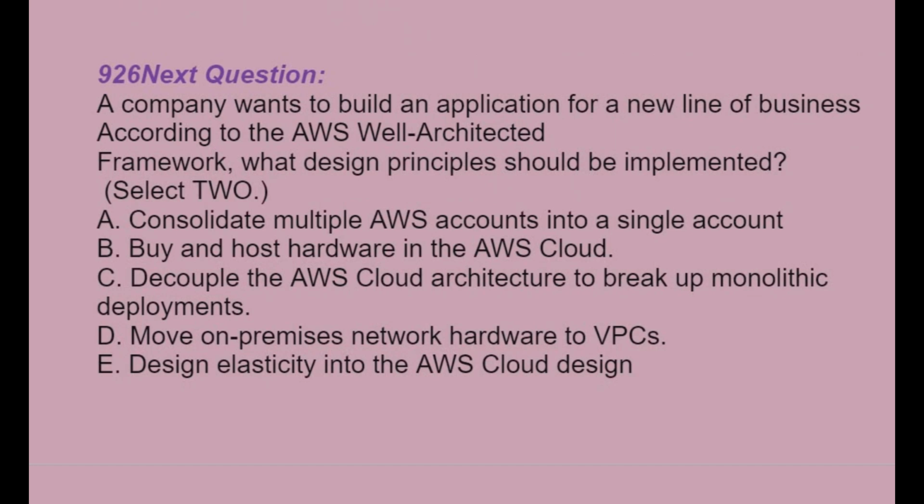Question is, a company wants to build an application for a new line of business according to the AWS Well-Architected Framework. What design principles should be implemented? Select two options. Option A. Consolidate multiple AWS accounts into a single account. Option B. Buy and host hardware in the AWS cloud. Option C. Decouple the AWS cloud architecture to break up monolithic deployments. Option D. Move on-premises network hardware to VPCs. Option E. Design elasticity into the AWS cloud design. Correct answer is option D and option E.